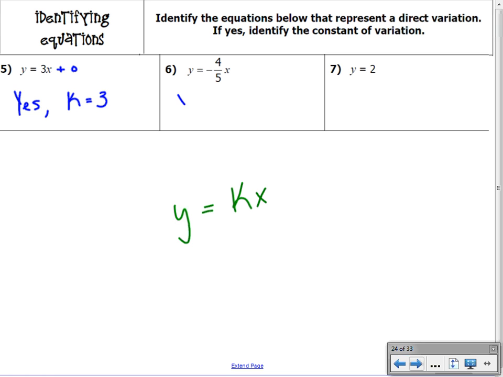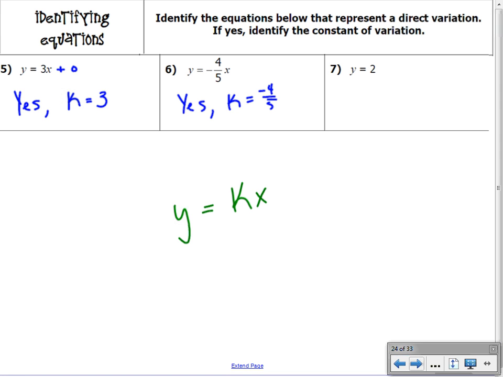Number 6 is also a direct variation with a constant of variation of negative 4/5. I can tell because each of these has a y-intercept of 0, and I can easily identify what that k value is.